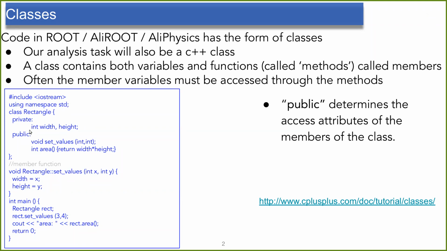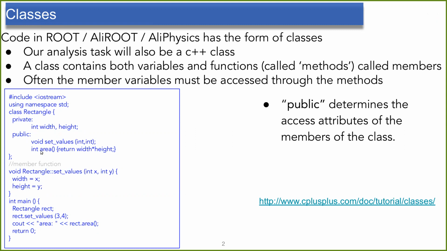For example, here I define two different kinds of members. One is private. In the private members, we have variables called width and height. So this width and height cannot be accessed directly. And in the public members, we have two functions: one is set values, and then there is area. This area basically uses the members from the private section, and it gives you width times height.